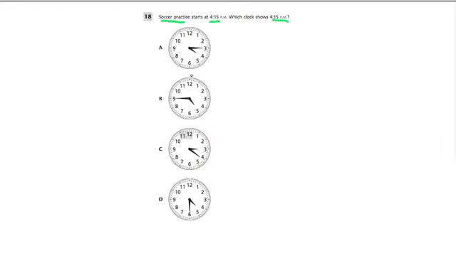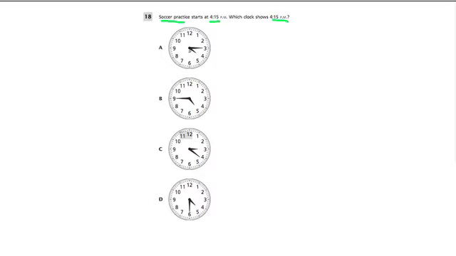And let's zoom into A to look at what this might mean. Well, on any clock like this, you can't really tell PM or AM, so we don't have to worry about that. All we want to look at is, when does the clock read 4:15?